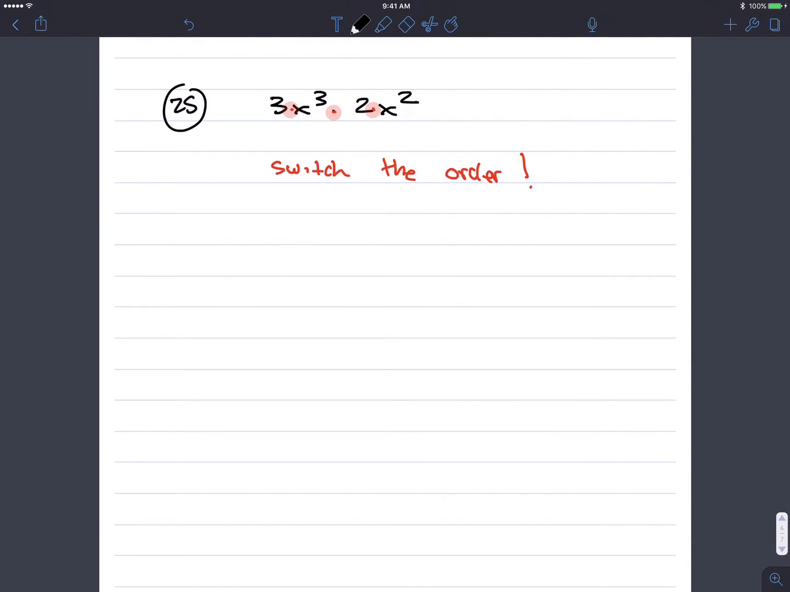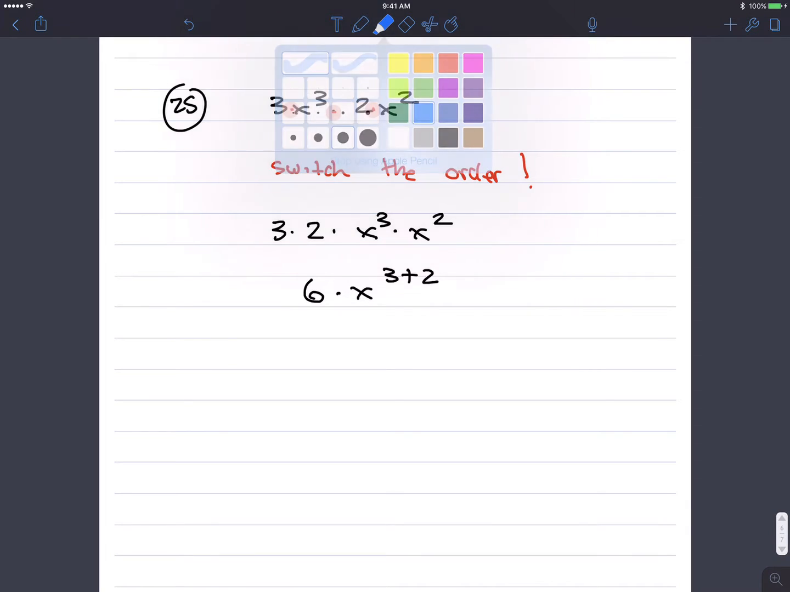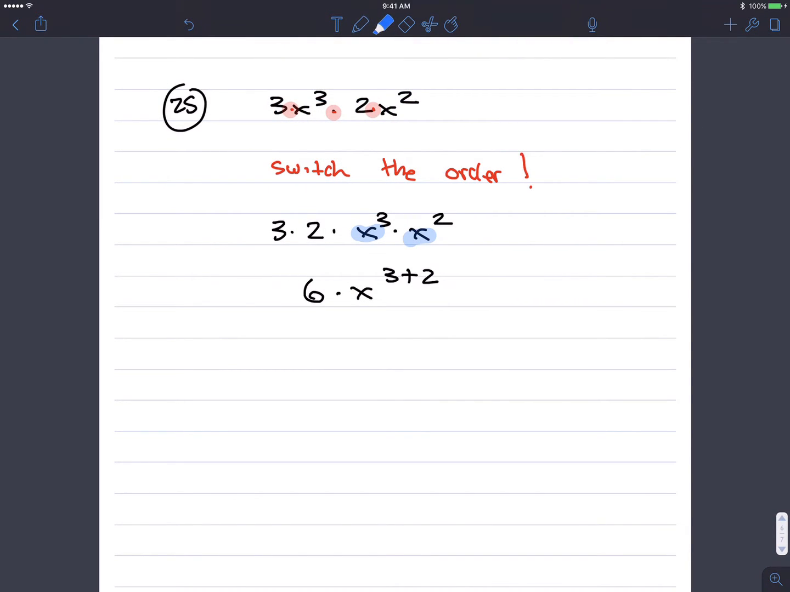So if I switch this order, I'm going to switch it in a way that helps us simplify this expression. I'm going to put my numbers together, 3 times 2. Now I have x to the 3rd power times x to the 2nd power. I know 3 times 2 is 6, and I'm going to be able to add my powers here because we have the same base. 3 plus 2, we get 6x to the 5th power. And we're done.